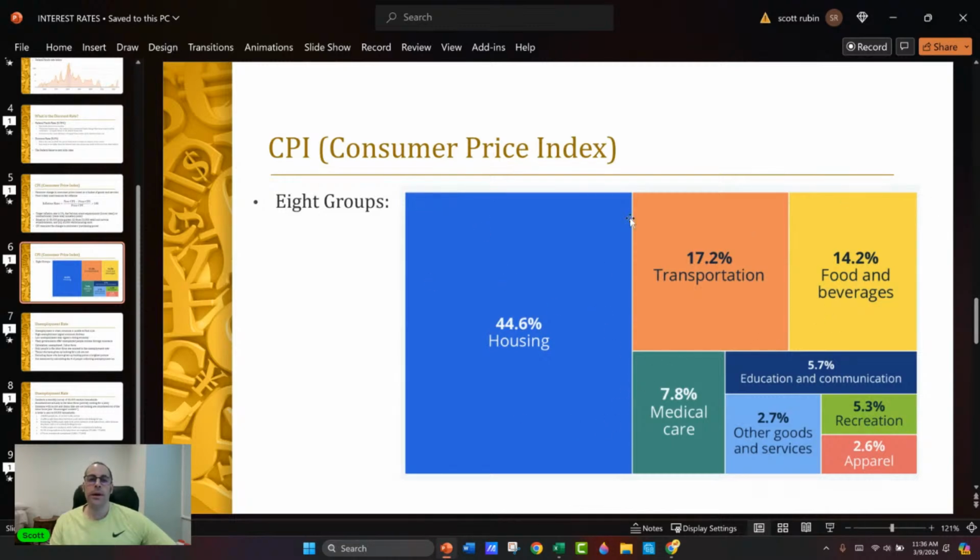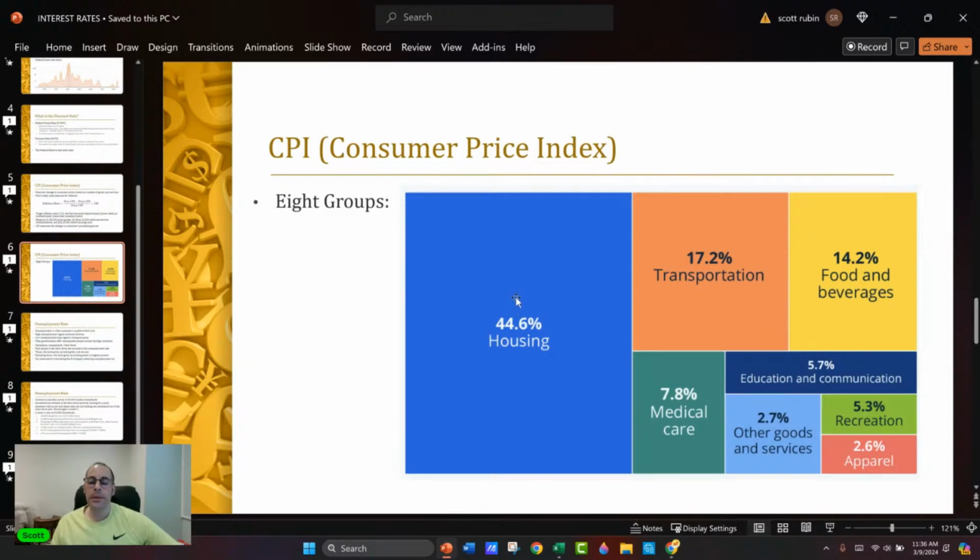So the CPI, this was from 2023. I found this chart on, I think, the government's website. So they look at 8 groups to measure inflation and measure purchasing power. So nearly half of our spend is on housing. So it's either if we rent a house or pay a mortgage, or some people don't even have a house.